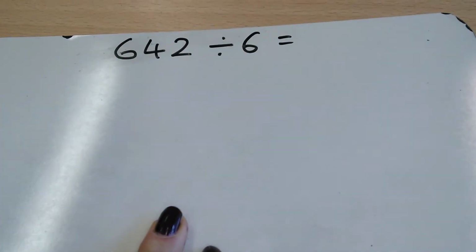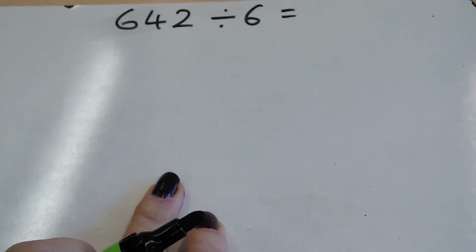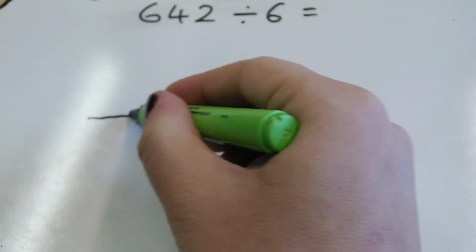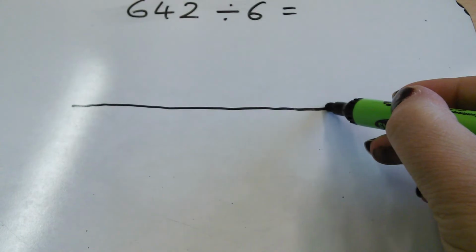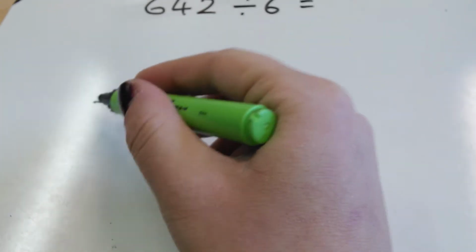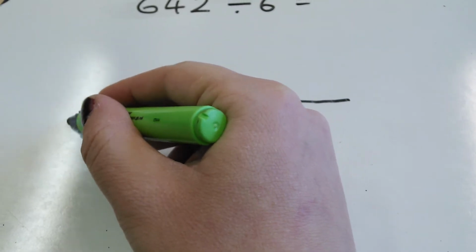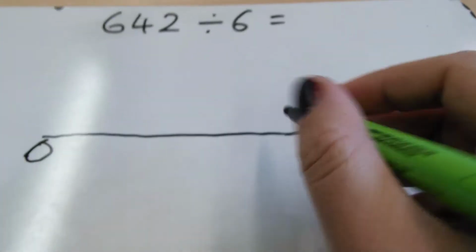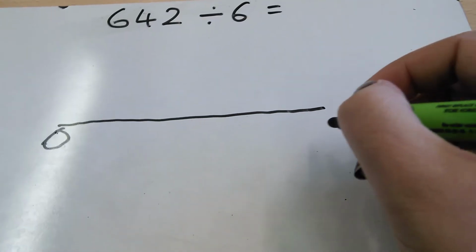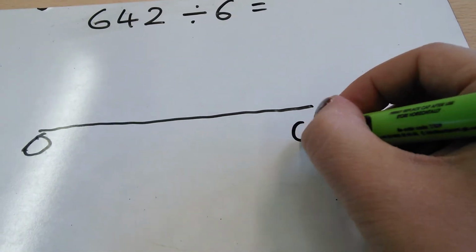Fantastic. Right, the next question I'm going to look at is 642 divided by 6. Start the same process over again. Draw a line. Use a ruler. Okay, I haven't used a ruler, but my excuse is I'm holding a camera. Start with 0, and then our dividend. What number is our dividend again? Yes, simply the number we're dividing, so this time it's 642.